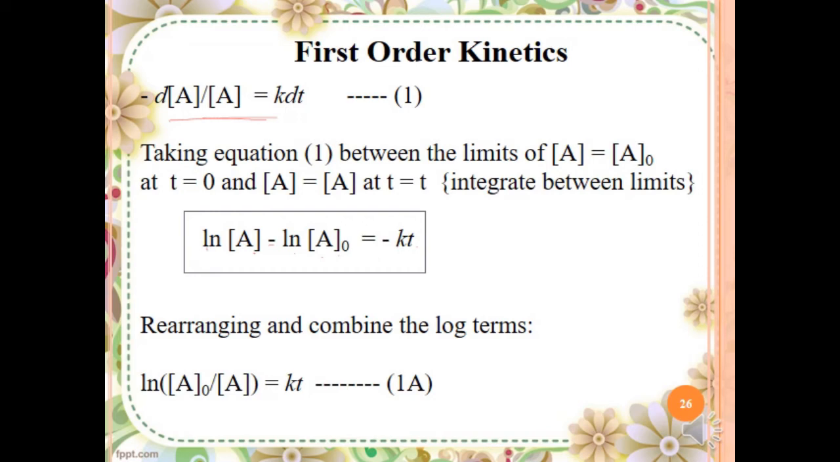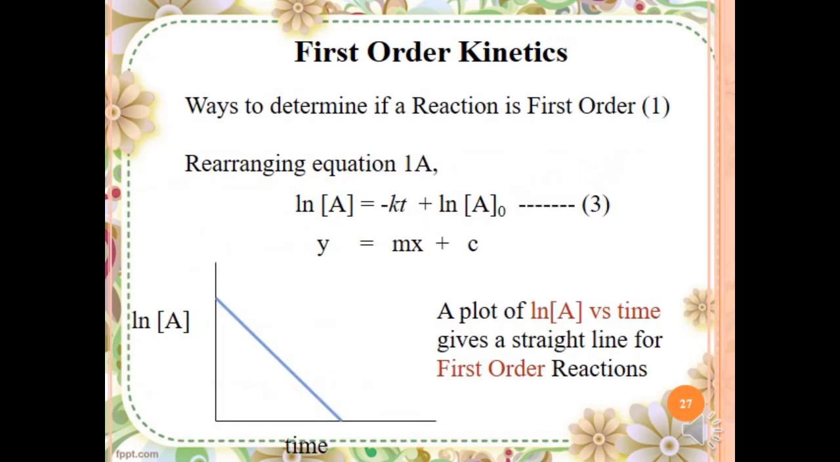This is the formula you need to memorize. Just now you should memorize for zero order, and this is first order. Now if we plot ln A versus time, in which we rearrange the equation 1A just now, to give us equation 3 here.